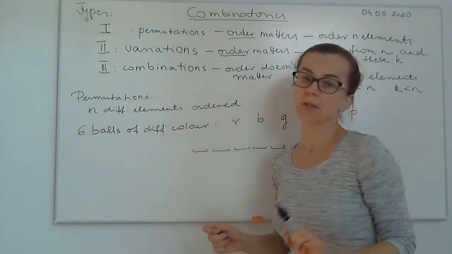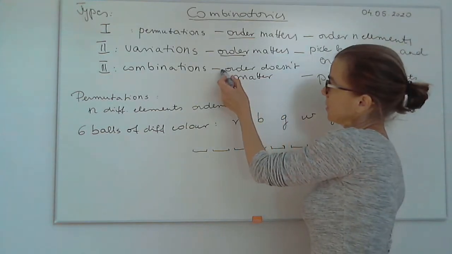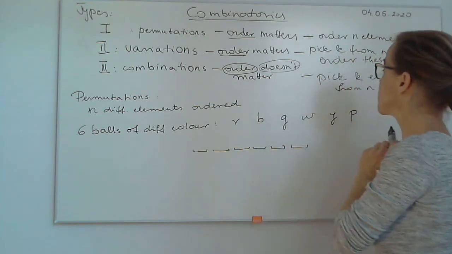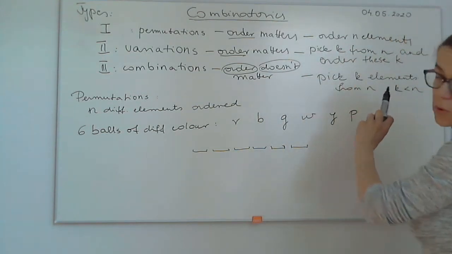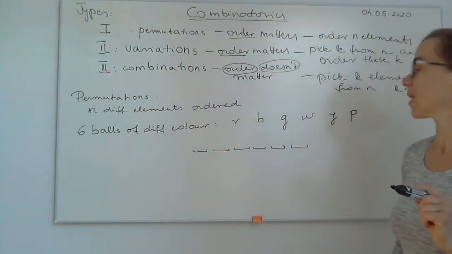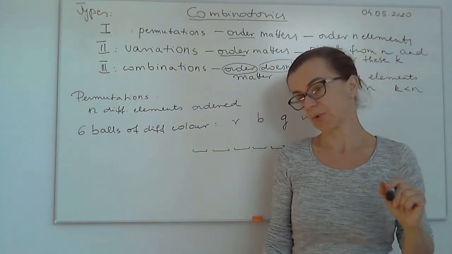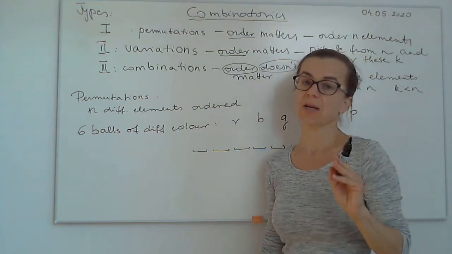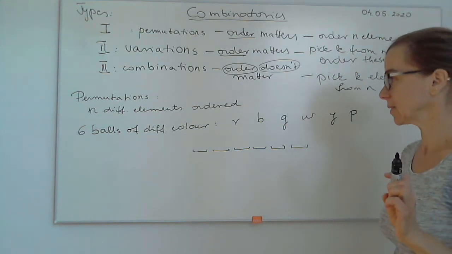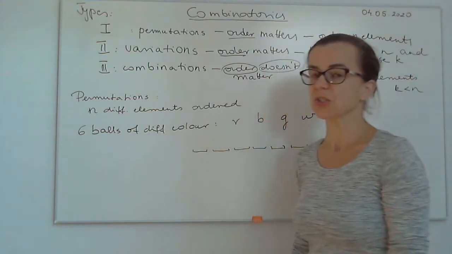And the last one, combinations, that's a different matter because there order doesn't matter. So you basically just have to choose or pick k elements out of a given number of n elements. Typical example is a lottery where you have 90 numbers and you have to pick 5 and the order doesn't matter at the end. Okay, so let's see the first topic for us, permutations.